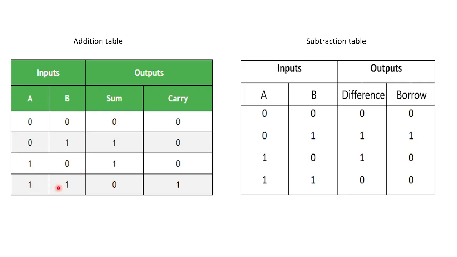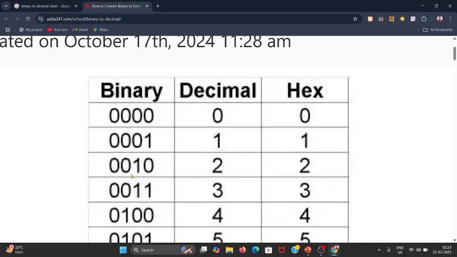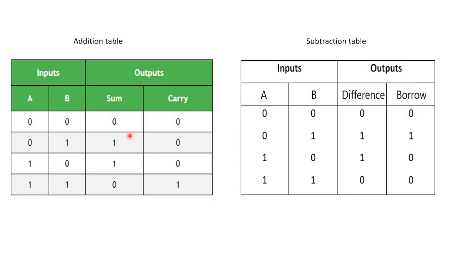In the last case, 1 plus 1 is 2. So what is the binary format of 2? If we see, it's 1 0, and as I have told you, here you can see 1 0. So the right part is representing the sum and the left part is representing the carry, meaning 1 is the carry and 0 should be the sum. Yeah, 0 is the sum, 1 is the carry. So that is the thing.